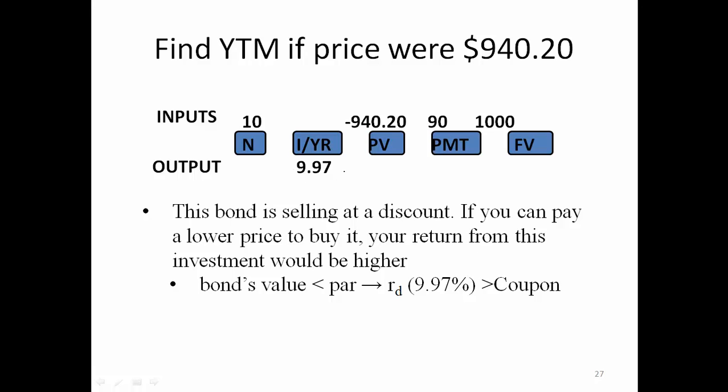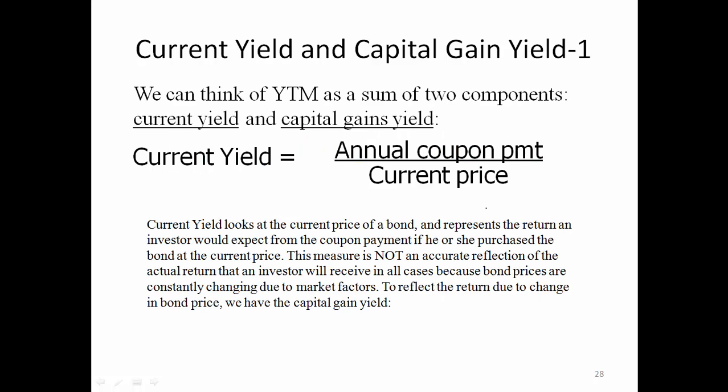And in that case, our return 9.97 is actually higher than the coupon interest rate. We can think of the yield to maturity, or say the return of our bond investment, as a sum of two components, current yield and capital gain yield. Current yield is the annual coupon payment amount divided by the price. So current yield looks at the current price of the bond and represents the return an investor would expect from the coupon payment if he or she purchased the bond at the current price. This actually is not an accurate reflection of the actual return that investor would receive in all cases, because bond prices are constantly changing due to market factors.